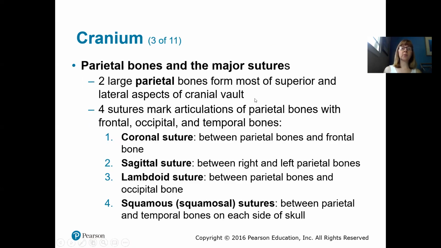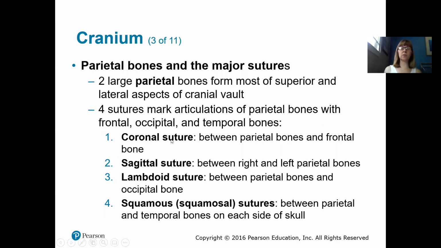All right, parietal bones, two major sutures, okay? This is on either side of your head, so on the upper part of your head coming down. And these are the most superior, lateral aspects of your cranial vault. There are 4 sutures, okay? So it attaches to the frontal in the front, the occipital in the back, and the temporal on either side.